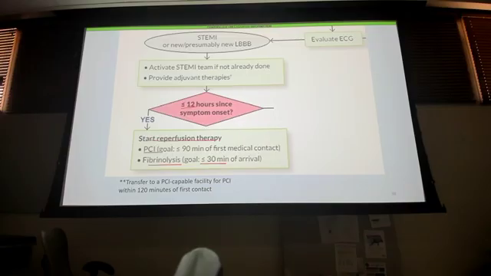It's actually as soon as they hit the door, you have 30 minutes to give them fibrinolytics if you cannot get them to the cath lab within that 90-minute mark, okay? So examples would be like you're in a rural hospital that doesn't have cath lab procedures, then you may have to have fibrinolytics as your primary agent.